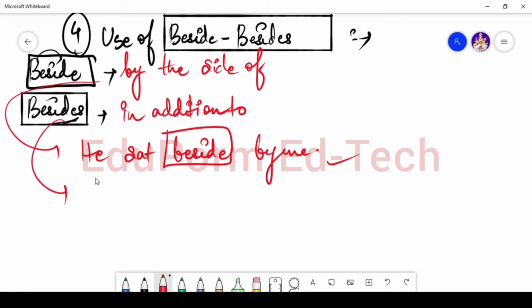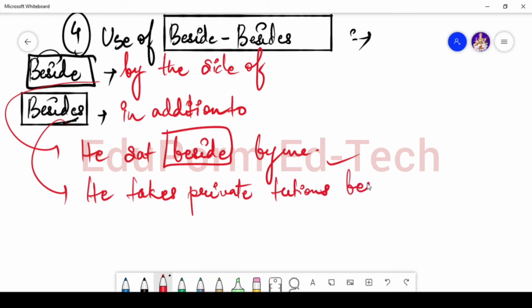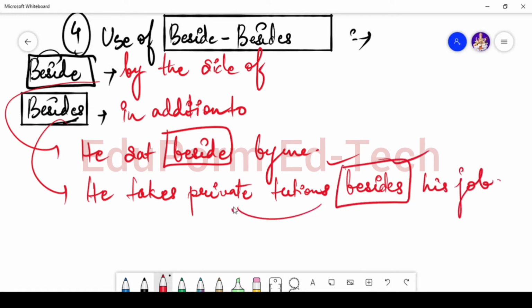Besides means, let's say for example, he takes private tuitions. He takes private tuitions besides his job. Means in addition with his job, he takes private tuitions too. He offers private tuitions too. So this is the difference between beside and besides, and this is how you're going to use both of these. Okay? Let's talk about the next use.